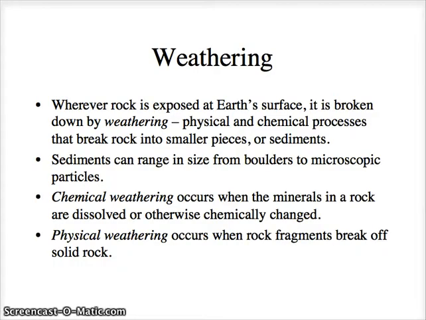Okay, so whenever rock is exposed at Earth's surface, it's broken down by weathering. There are two types of weathering. There's physical and chemical processes that break the rock into smaller pieces, which we call sediments. And the sediments can range in size from boulders to microscopic particles. So chemical weathering occurs when the minerals in the rock are dissolved or otherwise chemically changed. And physical weathering occurs when rock fragments break off of the solid rock.